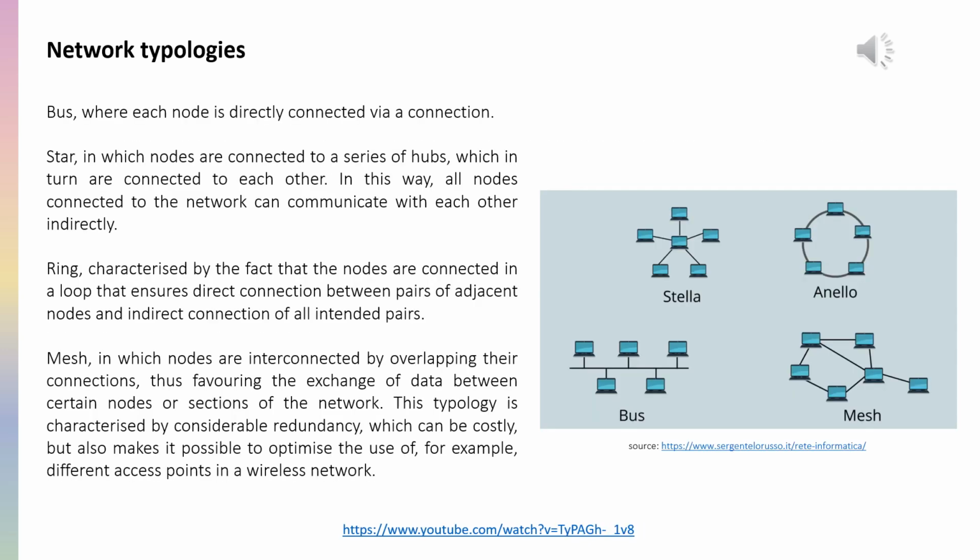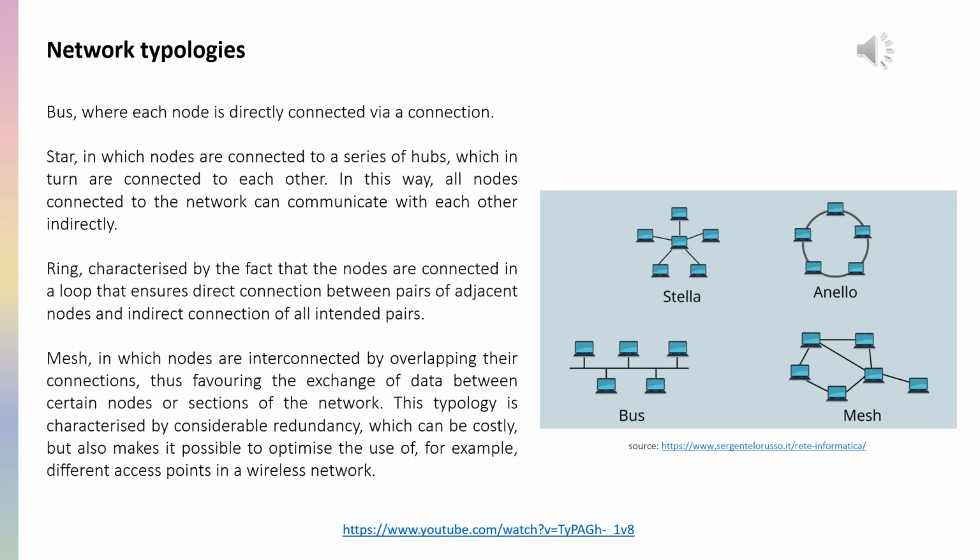We also have bus, where each node is directly connected via a connection; star, in which nodes are connected to a series of hubs, which in turn are connected to each other. In this way, all nodes connected to the network can communicate with each other indirectly. Ring, characterized by the fact that the nodes are connected in a loop that ensures direct connection between pairs of adjacent nodes and indirect connection of all intended pairs.